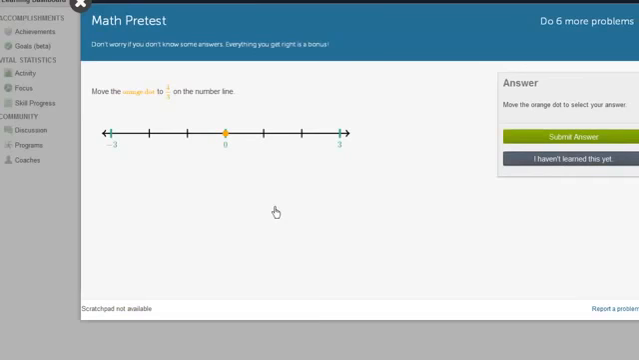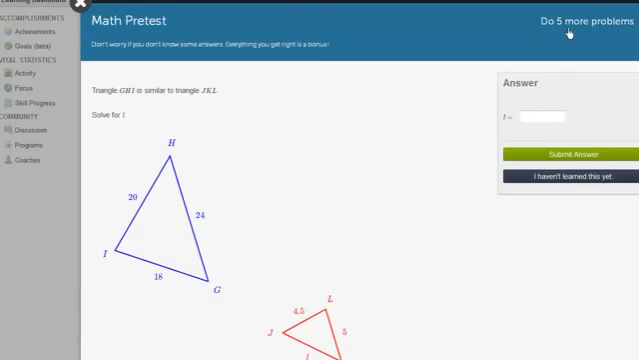And this is an adaptive test here. If I answer questions right, it's going to get harder or go to more advanced topics. If I get questions wrong, it's going to give us simpler or more basic topics. Move the orange dot to 4/3. So 4/3, that's 1/3, 2/3, 3/3, and 4/3. Submit my answer. And I have to do 5 more problems. So this isn't too long of a thing here.